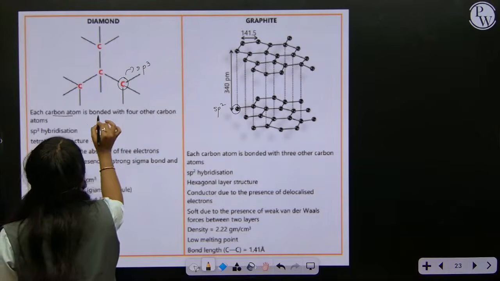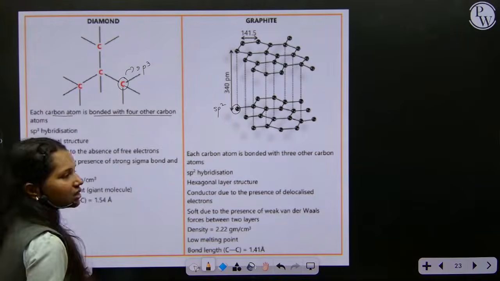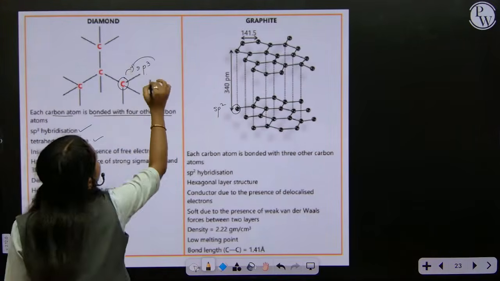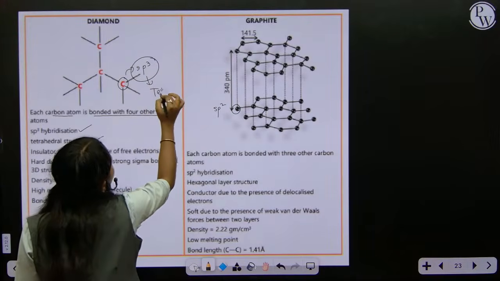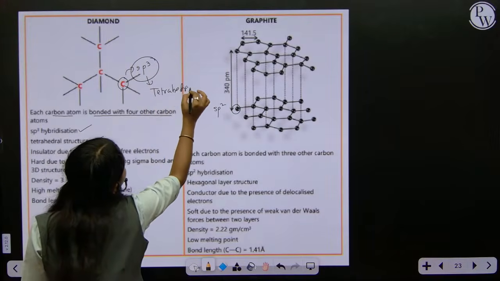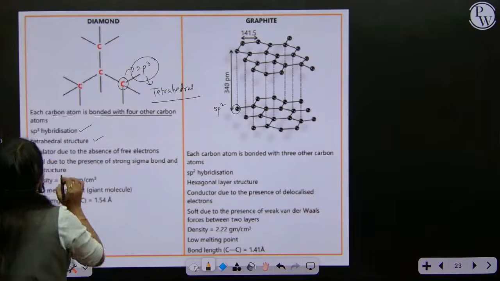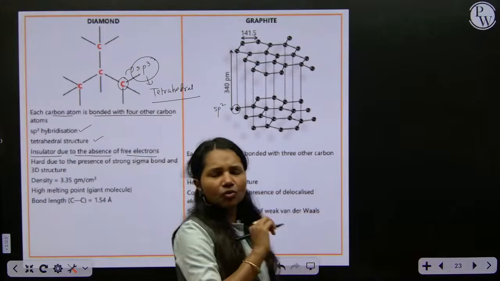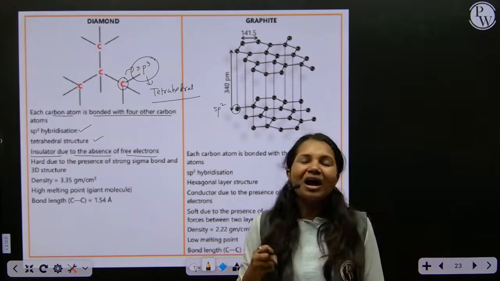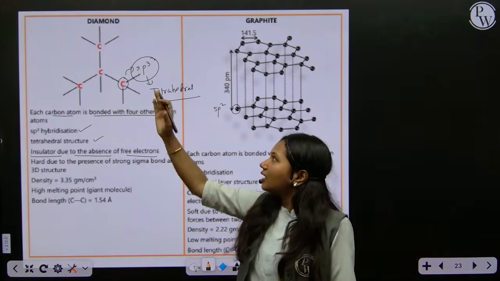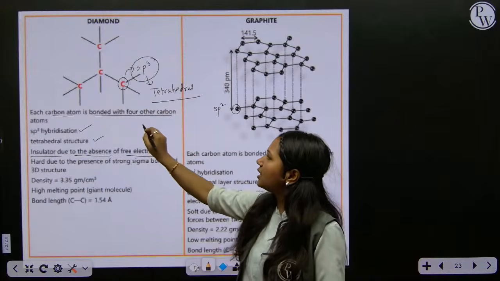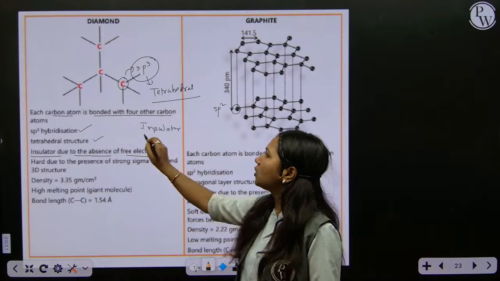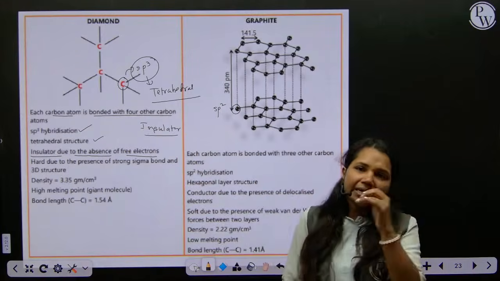Each carbon atom is bonded with 4 other carbon atoms. Hybridization sp3 means tetrahedral structure. Diamond is an insulator due to the absence of free electrons. As you know, carbon is a non-metal. Why does graphite conduct and diamond does not? Diamond does not conduct electricity.